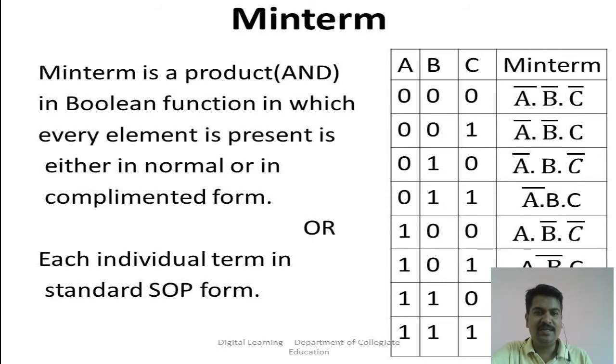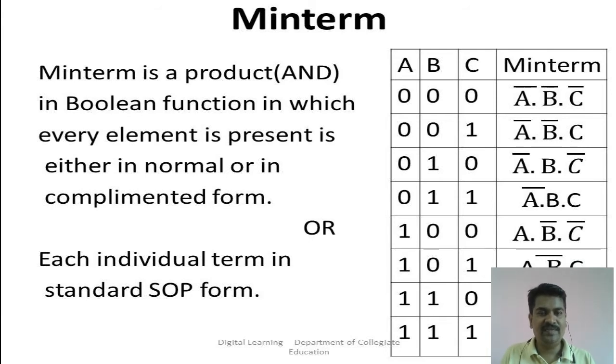You can define the minterm in another way also: each individual term in standard SOP form. We already understood what the SOP form is. Each individual term, each product term in the SOP equation or SOP expression, is called a minterm. A minterm is basically a product term. Now it's a challenge for us to write a minterm for three variables. So we are given a table of three variables and the fourth column is the minterm. I will teach you how to write the minterm for the different combinations.